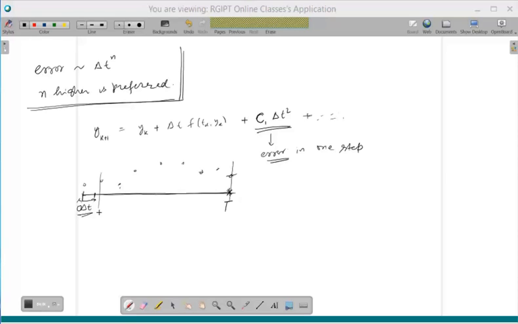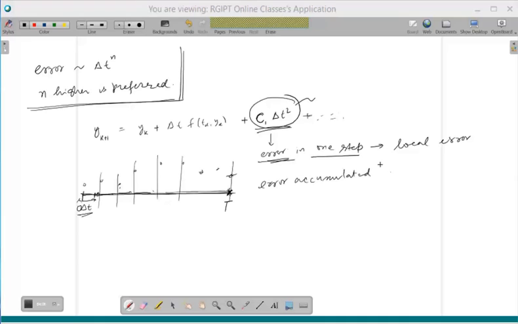Then what's going to happen is that in each subsequent step we are going to add errors. So errors in each subsequent step will be added. This error in one step scales as delta t square. This is called local error. After a certain number of steps, the error accumulated after n steps, that I'm going to call global error.